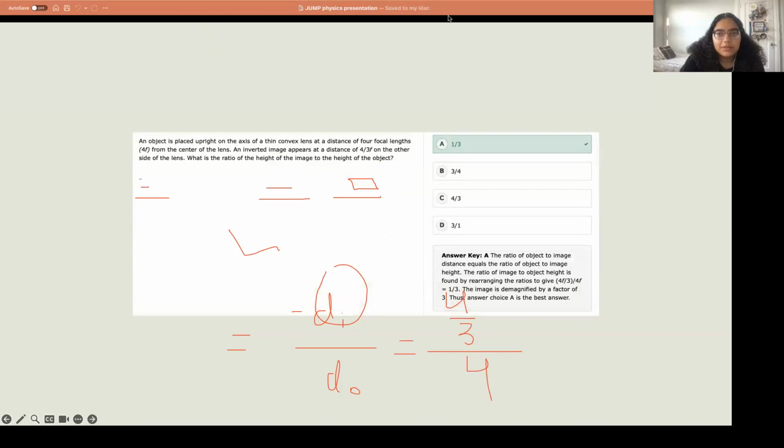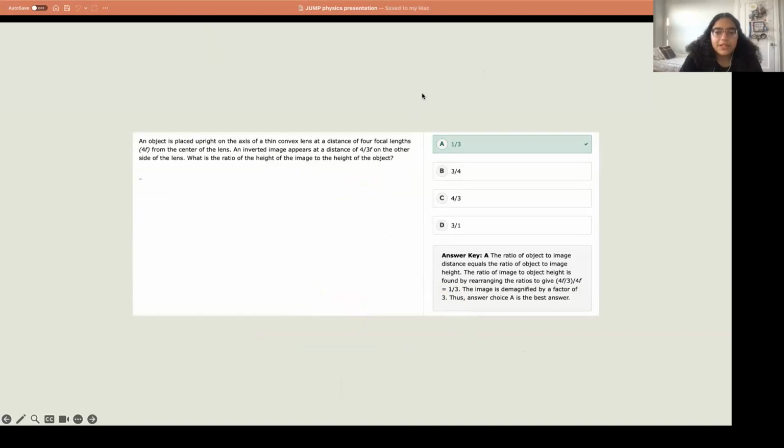as shown here. We also clear the drawings. So it's going to be 1/3. So that's the magnification equation.